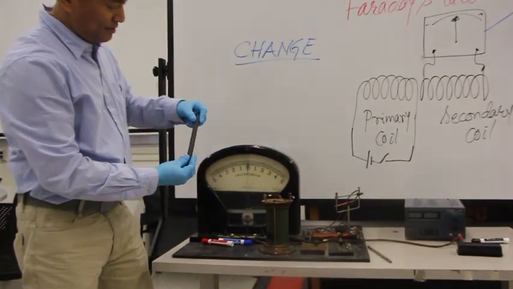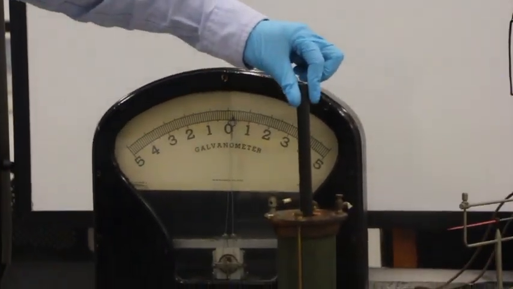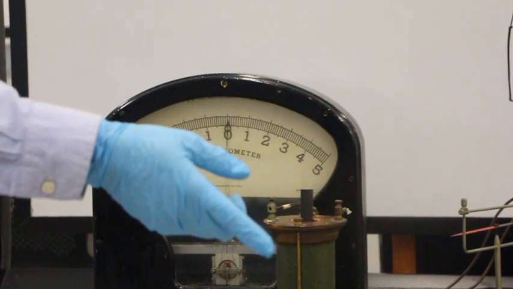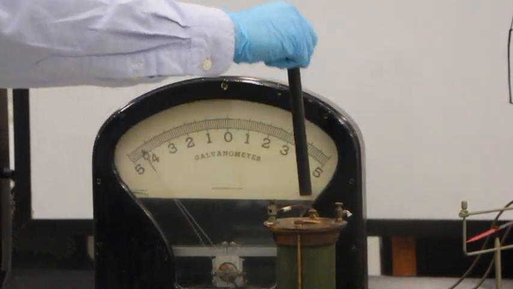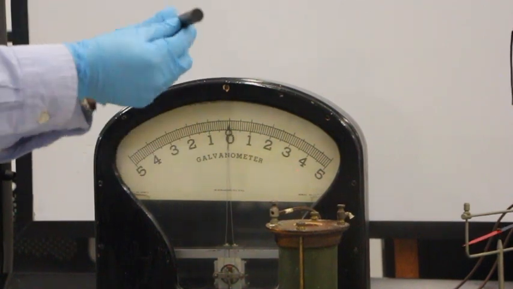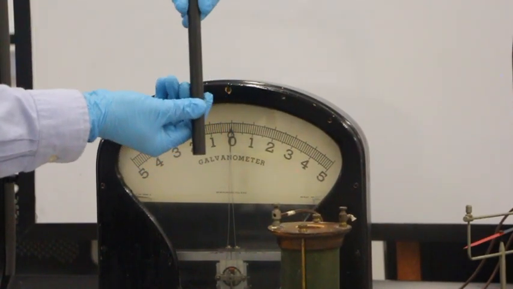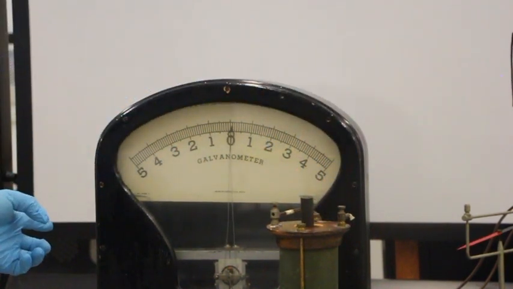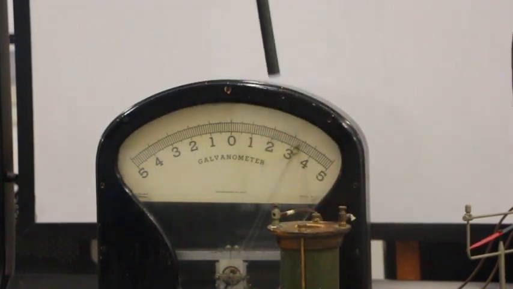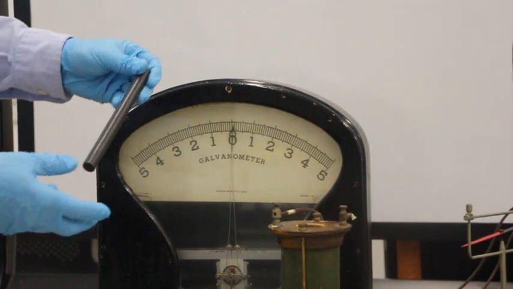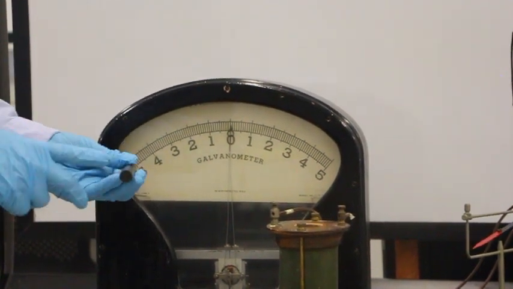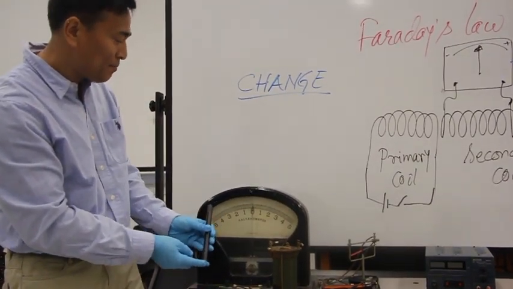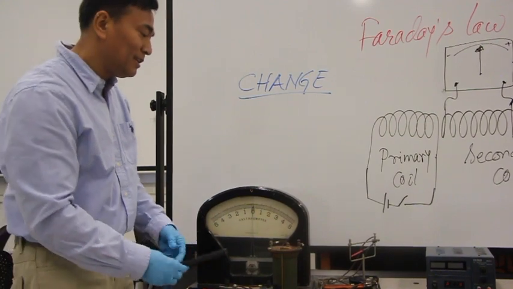Let me show you. If I insert this one, current is flowing this way, we can say. And if I remove this, current is flowing the other way. If I reverse the magnet, see what will happen. The current also flows in the reverse way. If I remove, that's also the reverse way. So the direction of the current depends on how the magnetic field direction is changing, and that is part of Lenz's law.